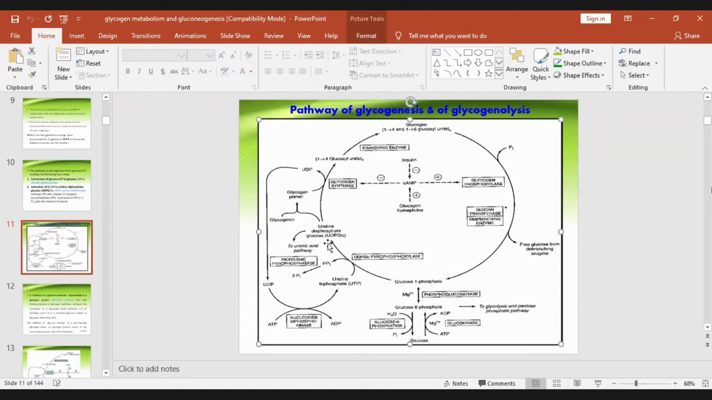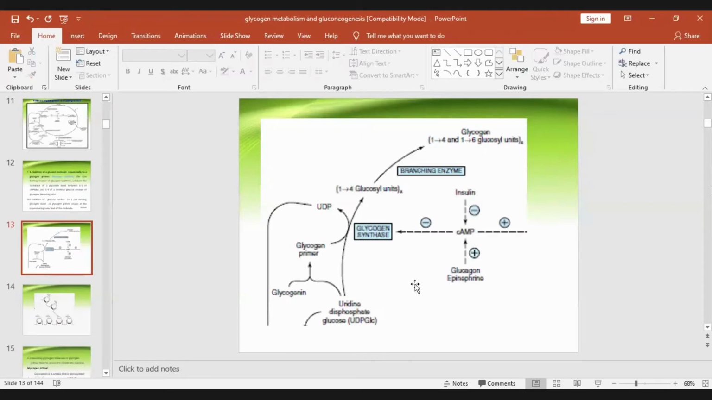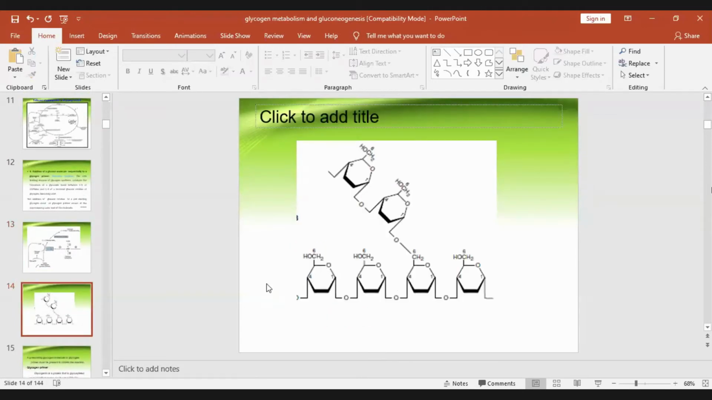So in the presence of an existing glycogen molecule, 1 glucose residue is added at the non-reducing outer end. So if this is the glucose to be added, the UDP glucose comes, and then UDP is removed and the glucose residue is added to the C4 here, forming a glycosidic bond.